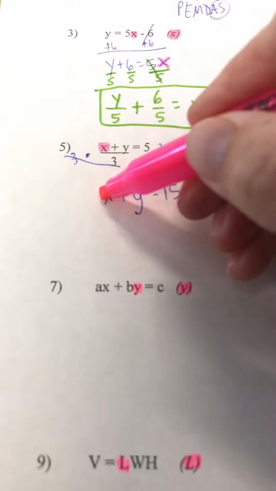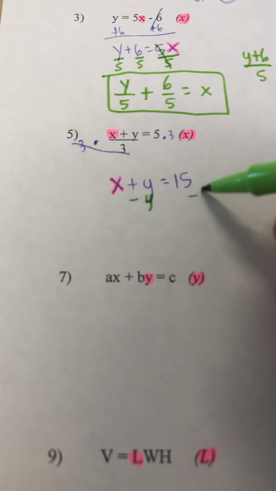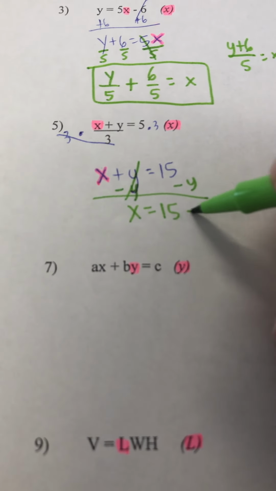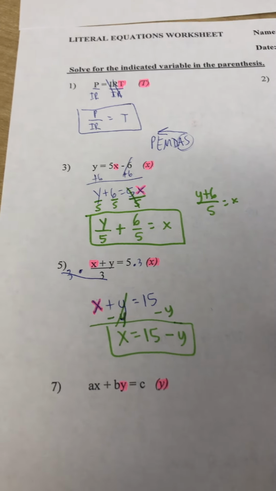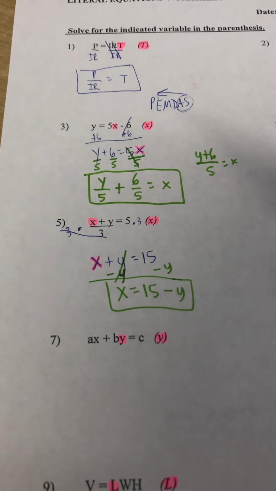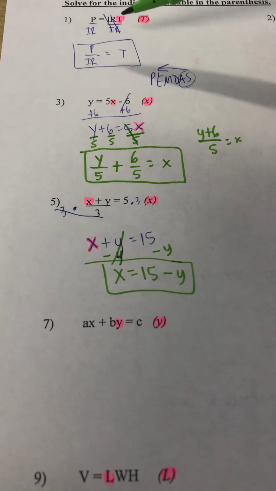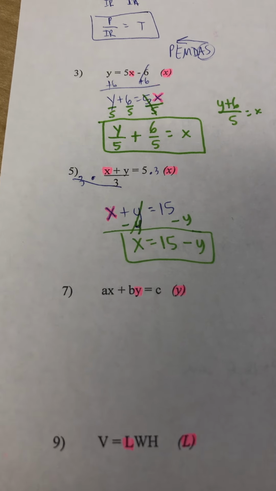But I want x by itself. It says plus y, so I'm going to subtract y. And that 15 doesn't have a y, so my answer is 15 minus y. So really what we're doing is just moving things around. How can we move something? It's called manipulating the formulas. We're manipulating the formula to be solved for the variable of our choice.